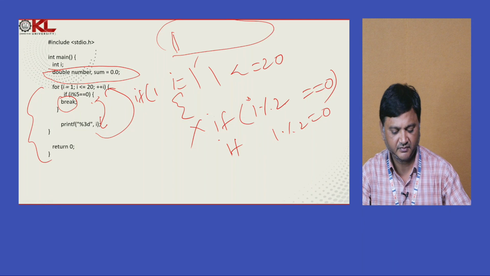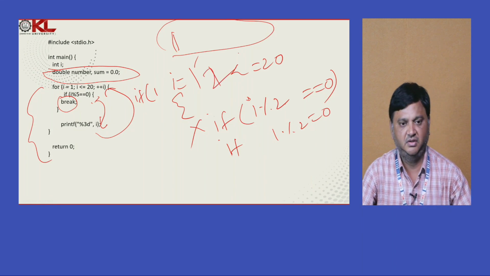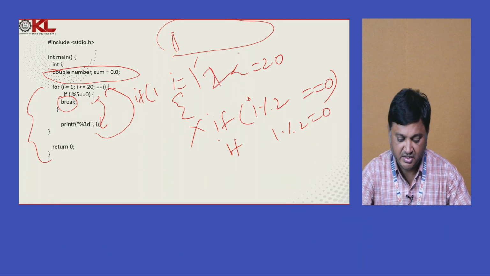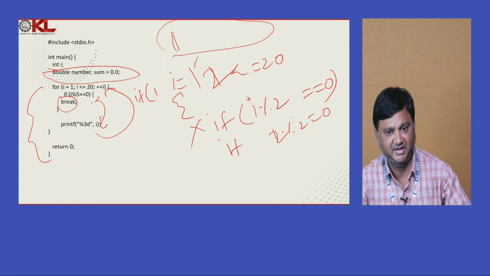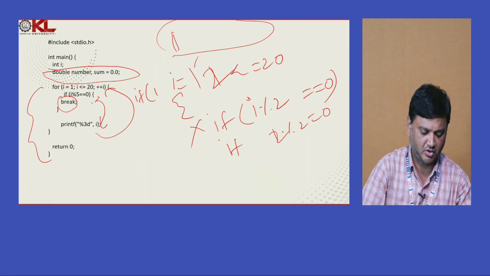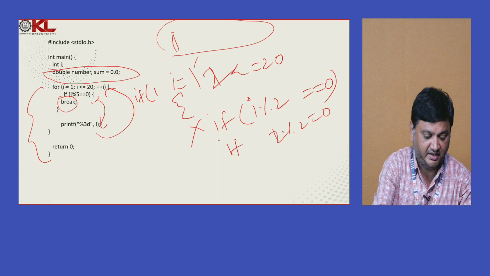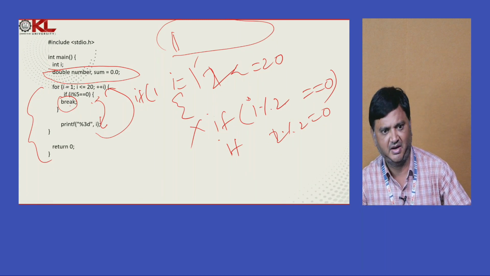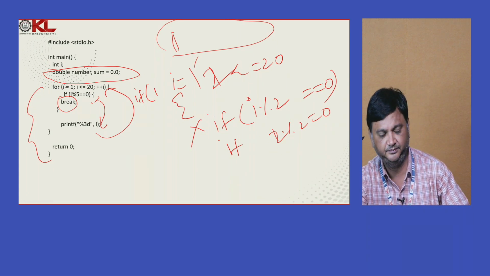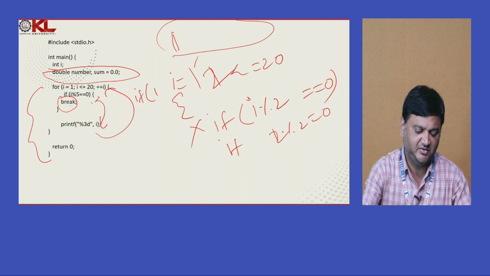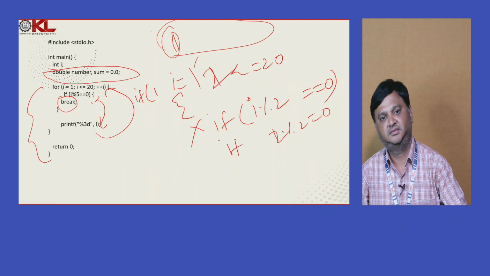Very good. Next, i will be 2. Is 2 less than or equal to 20? Yes. Is 2 modulus 2 equal to 0 now? Yes, sir, 2 modulus 2 is 0. Then what did I write immediately? Break. Just come out of the program. Completely come out of the program. Then what is the output you can see on the screen? 1 will be printed on the monitor.